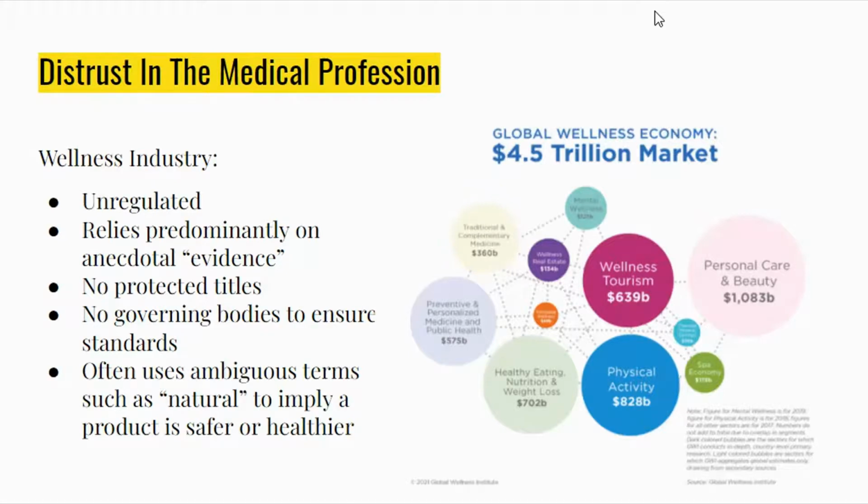Now, one term that's used a lot in the wellness industry that is very ambiguous, and something to be suspicious of again, is a term like the word natural. It's often used to denote a safer treatment. Something's natural, so it's not going to hurt you. It's normal. It's from nature.